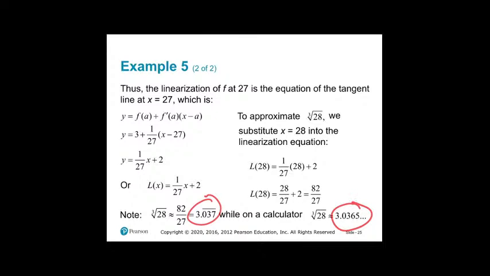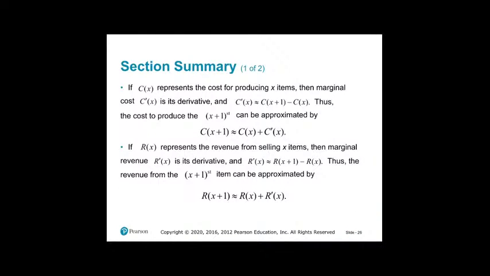Okay, that was fun. So we have a brief summary. Wow, these short lectures, 30 minutes, a little over 30 minutes. If C represents the cost of producing x items, then the marginal cost is its derivative, and it can be approximated by the x plus first term minus the x term. The cost to produce the x plus first item can be approximated by C of x plus its derivative. And then a similar discussion for revenue and profit.